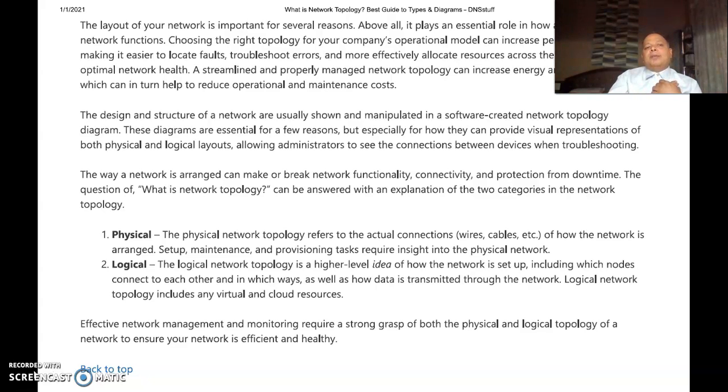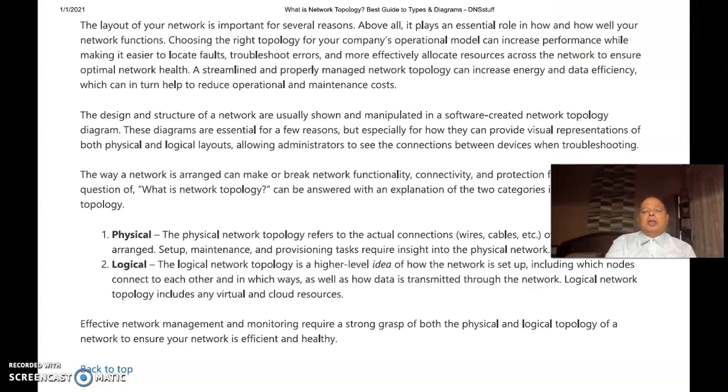The other reasons are if you want to locate the faults on the computer network, if you want to troubleshoot the errors, and if you want to allocate the resources to the entire network, then your network topology is important. What's important is basically the troubleshooting. Designing the network is one thing, but more important is troubleshooting the network whenever there are certain faults, certain problems in the network. In that case, if your logical design and physical design are proper, then you can very easily locate the fault in the network. You can troubleshoot errors in the network.